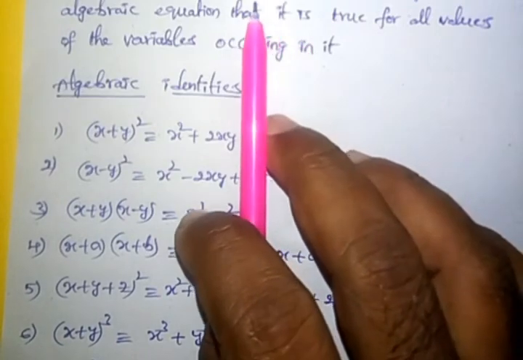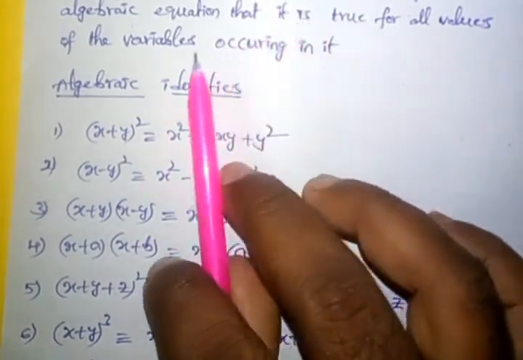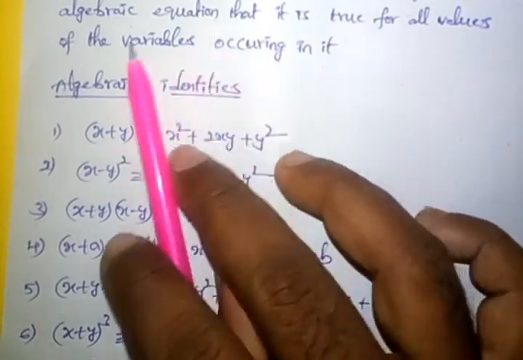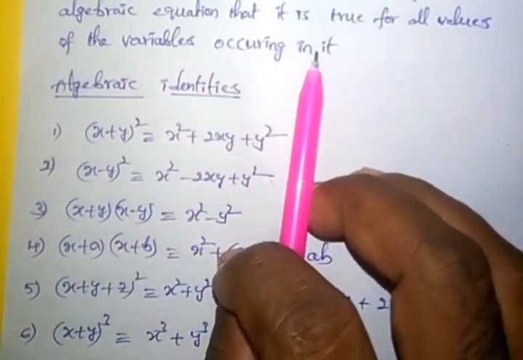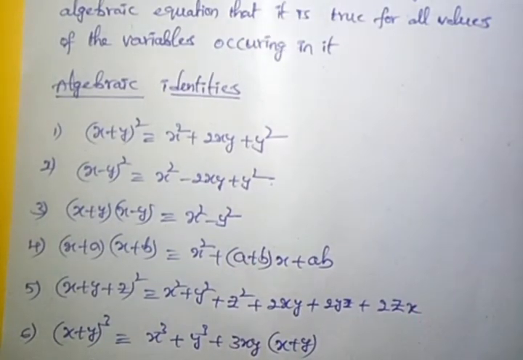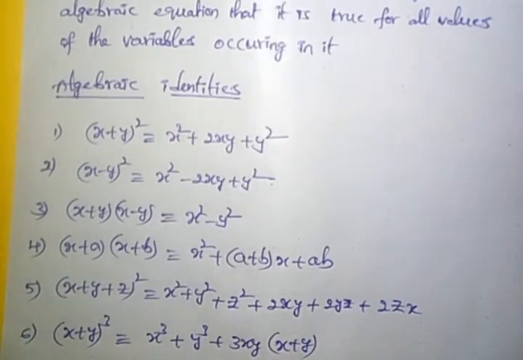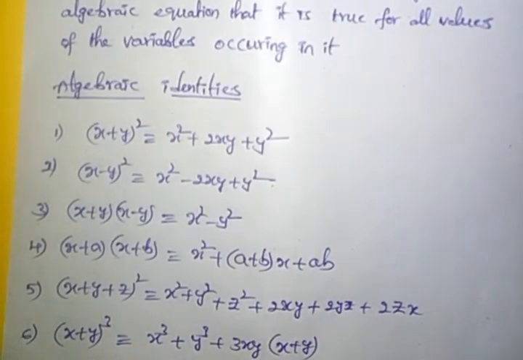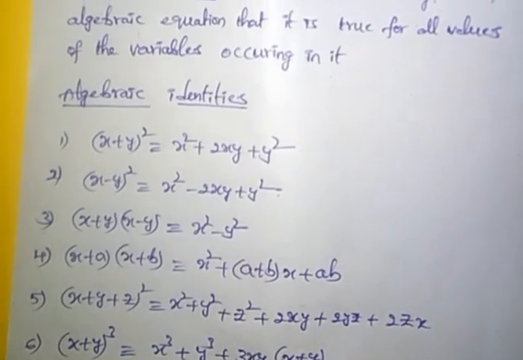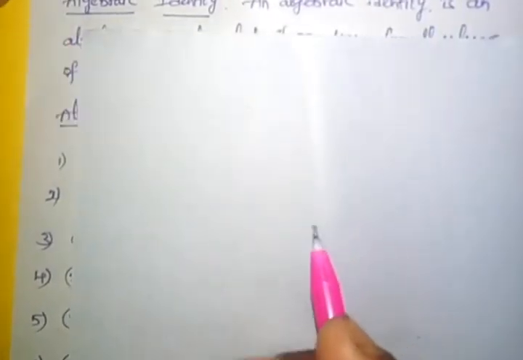Okay children, an algebraic identity is nothing but an equation, but it is true for all the values of variables occurring in it. So there is a small difference between equation and identity. Both look the same, but there is a difference between algebraic identity and equation. Let me explain more clearly by taking some examples. What is an equation and what is an identity? Equation.